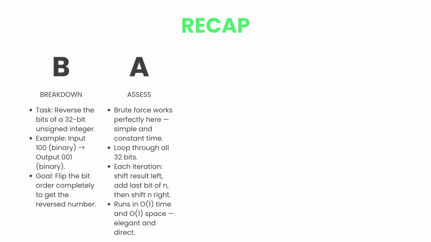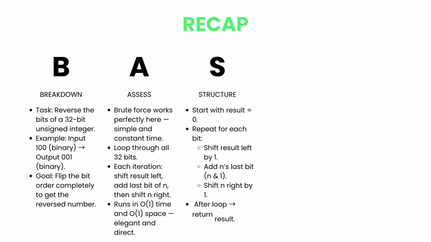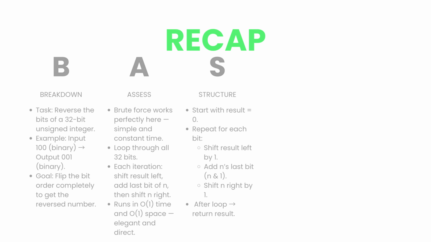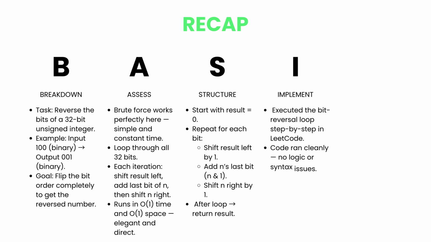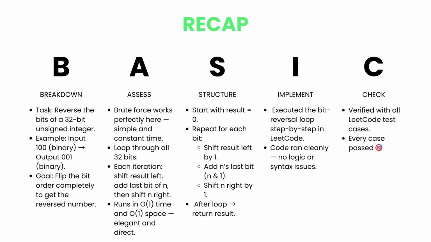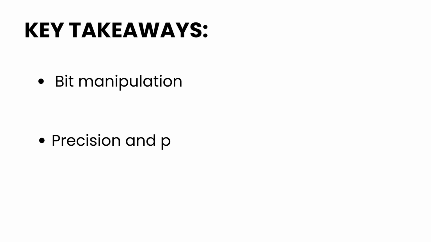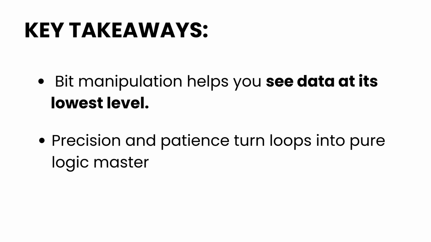Iterating through all 32 bits is already efficient since the bit count never changes. Structure recap. We built our logic step by step. Initialize a result, shift it left each time to make space, take the current bit from the original number, and move to the next bit by shifting right. Implement recap. We then implemented this logic directly in LeetCode, and the code ran smoothly without any syntax or logical issues. Check recap. Finally, we verified our result using LeetCode's test cases, confirming that our function correctly reversed the bits every single time. The key takeaway here is that sometimes the most direct approach, like looping through each bit, can be both clean and optimal. Bit manipulation problems often reward clarity over complexity.